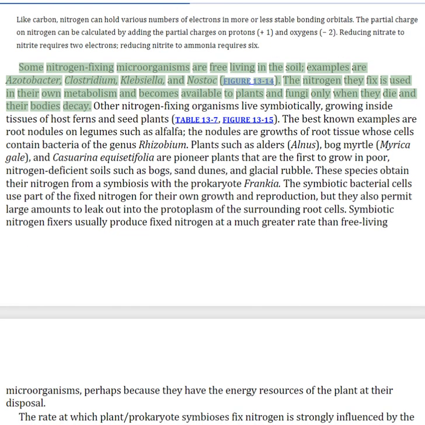Some nitrogen-fixing microorganisms are free-living in the soil. Examples are Azotobacter, Clostridium, Klebsiella, and Nostoc. The nitrogen they fix is used in their own metabolism and becomes available to plants and fungi only when they die and their bodies decay.